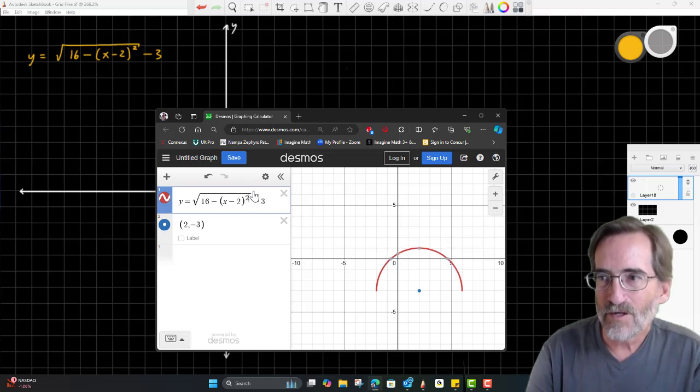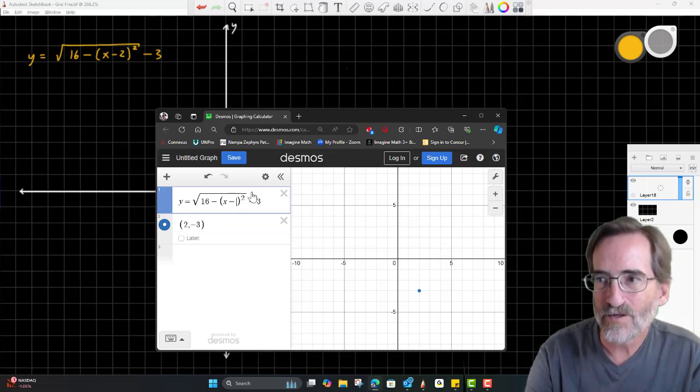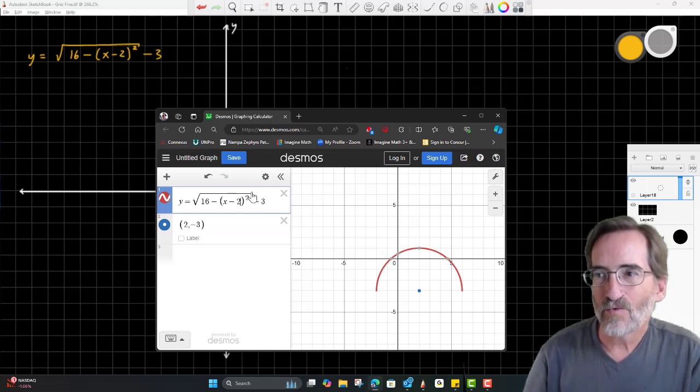Okay. Same thing here for the horizontal. You can change this number. If I move it right 3, right 4, and put it back on 2 here. If I changed it to a 1, it would move left. Okay. So you can read the center of the circle from there.